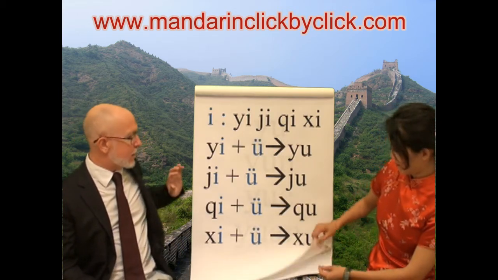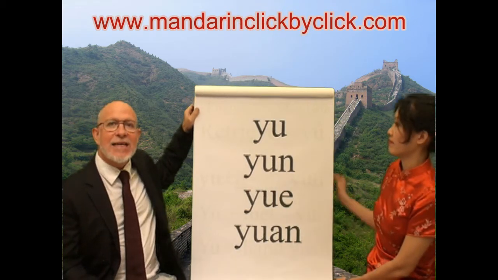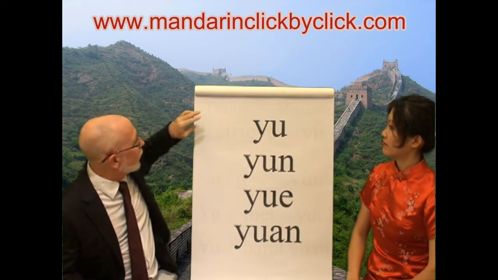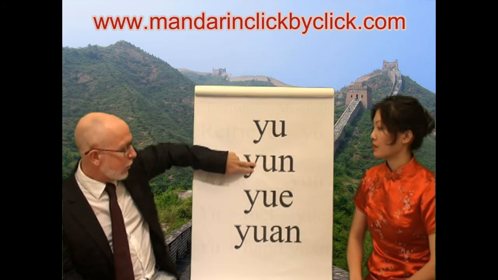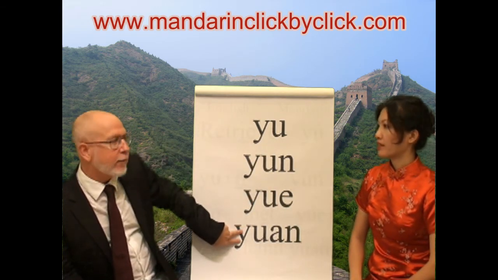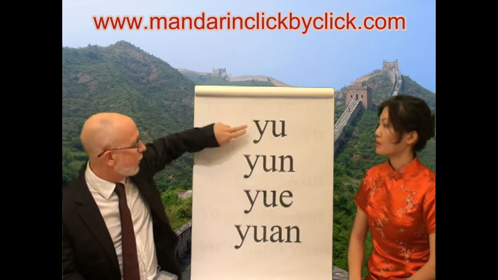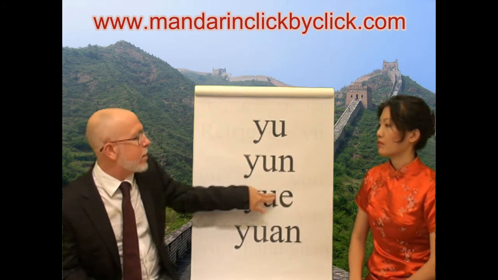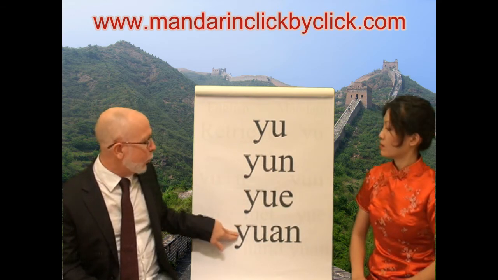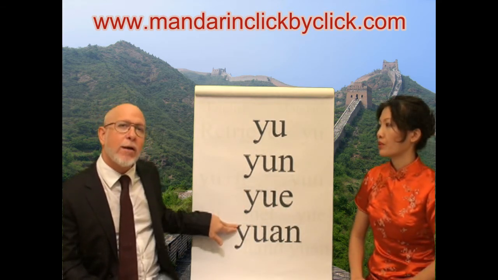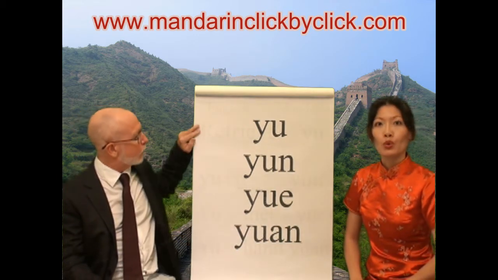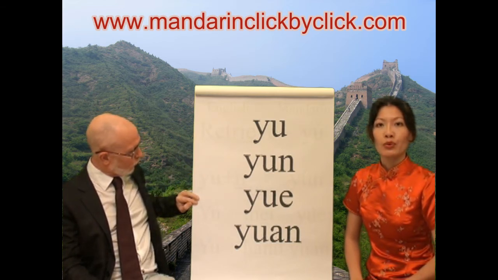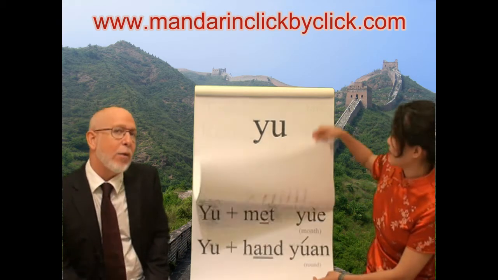What I want you to do is this. We're going to be practicing these sounds, the words with yu, yun, yue, and yuan. So we have yu, that's rounded; yun, that's rounded; yue, that's rounded; and yuan, that's rounded. Say them, please. Yu, yun, yue, yuan.